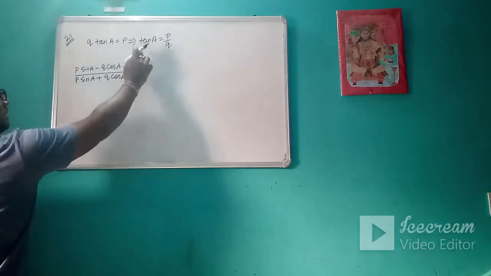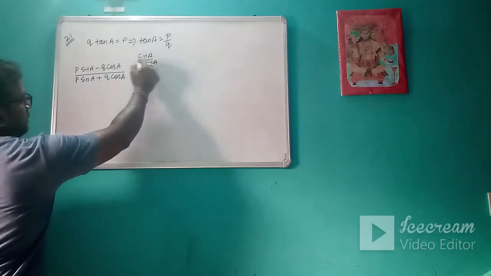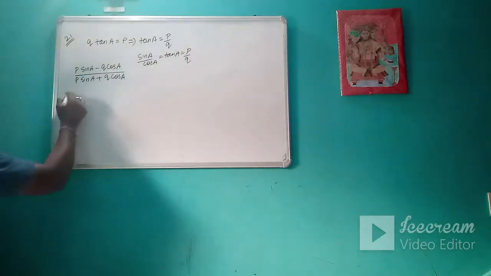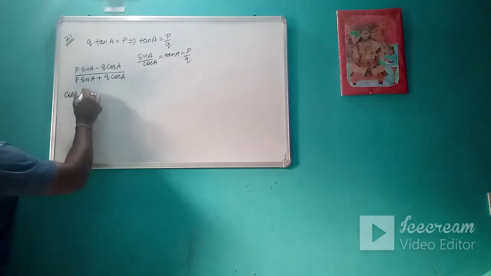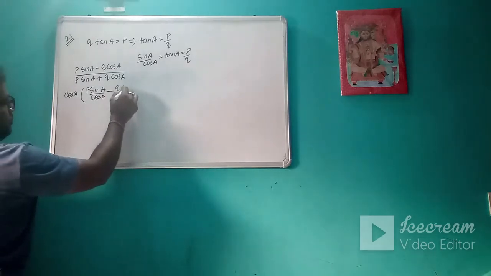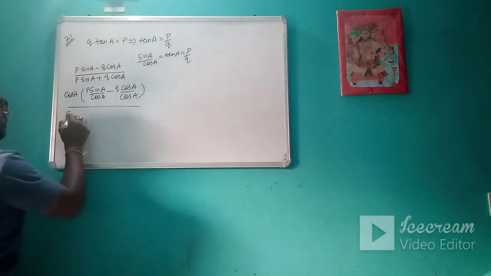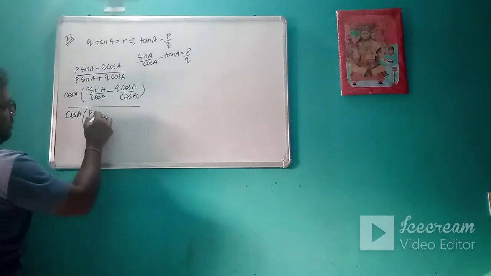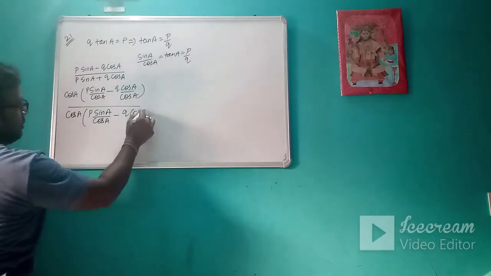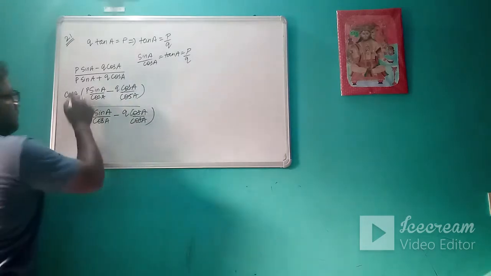Okay. So what we know? We know that tan A is equal to sin A upon cos A. That we know. Reciprocal relations we have studied. So in this we will take out cos A as common. So it will be P sin A upon cos A minus Q cos A upon cos A, upon cos A common. So we will get P sin A upon cos A minus Q cos A upon cos A. So this cos A will be cancelled.